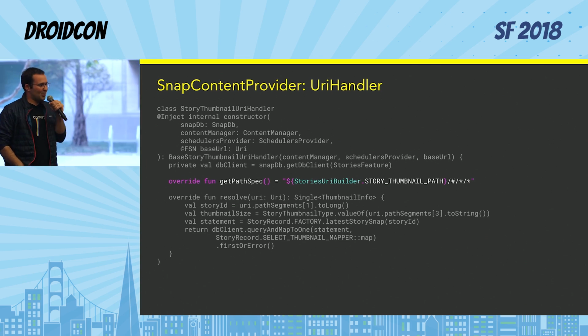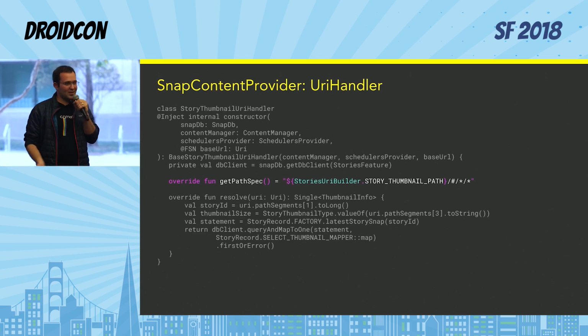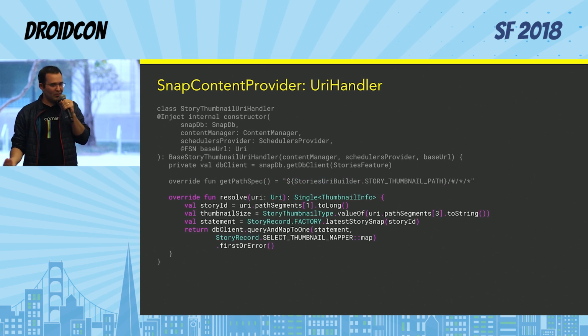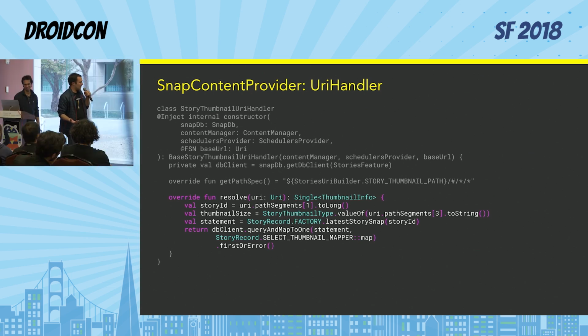Okay, so there's basically two main parts to a URI handler. The first is you specify a path spec. This gives you a path, like /story thumbnail/blah blah, whatever arguments are actually used to load that content. And the second part is how to actually resolve that content. The first part is used to basically inject you into a map, using Dagger injection. And the second part is actually how you run your code. And so basically that's all there is to that framework.